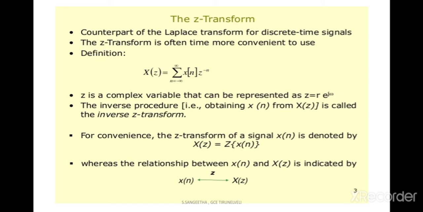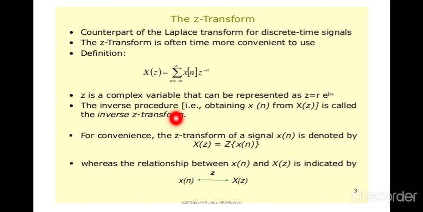So Z transform is more convenient to use and its definition is capital X of z is equal to summation of n is equal to minus infinity to infinity x of n z to the power minus n. Normally the Z transform of x of n is denoted by capital X of z. Here z is a complex variable that can be represented as z is equal to r e to the power j omega.